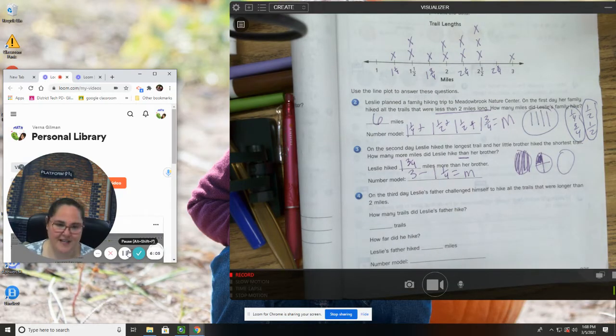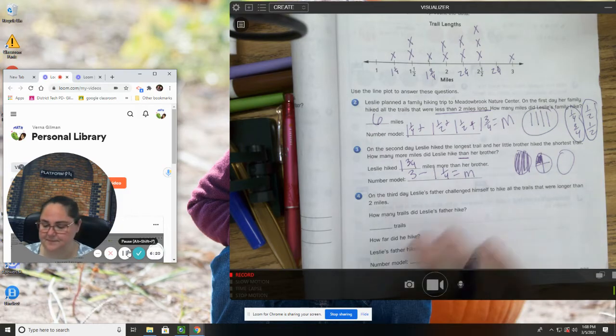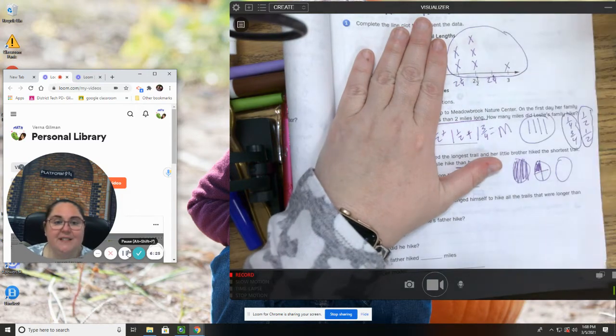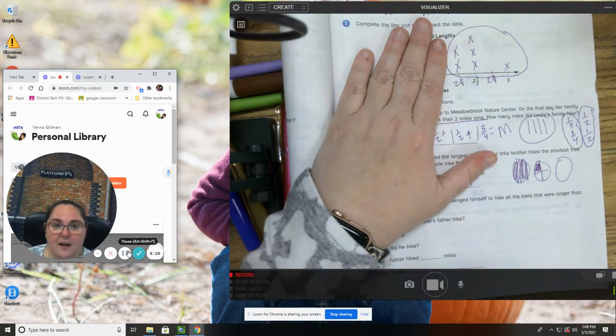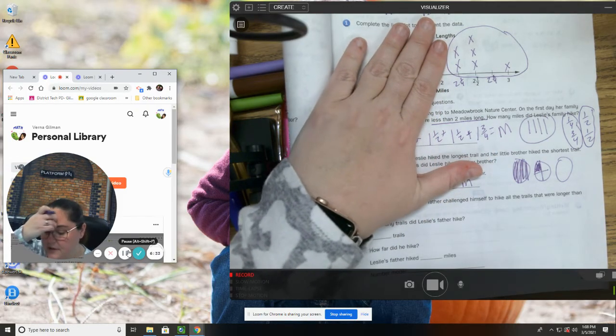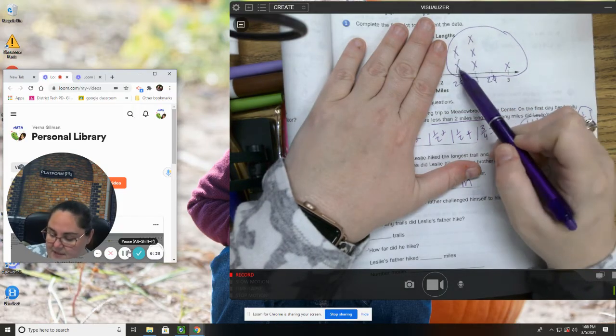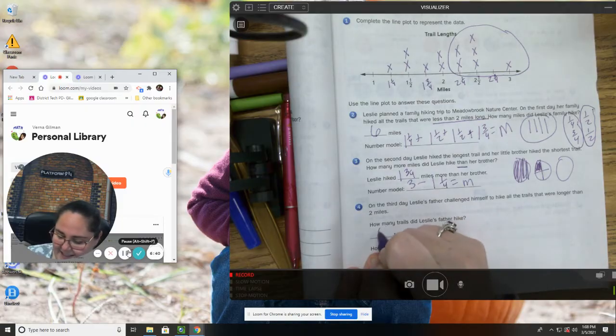Finally, it says, on the 3rd day, Leslie's father challenged himself to hike all of the trails that were longer than 2. It doesn't say 2, it says longer than 2. How many miles did Leslie's father hike? Okay, so every single thing right here, all of these X's, represents a trail that is longer than 2 miles. All right, how many trails are there? 1, 2, 3, 4, 5, 6. He hiked 6 trails.